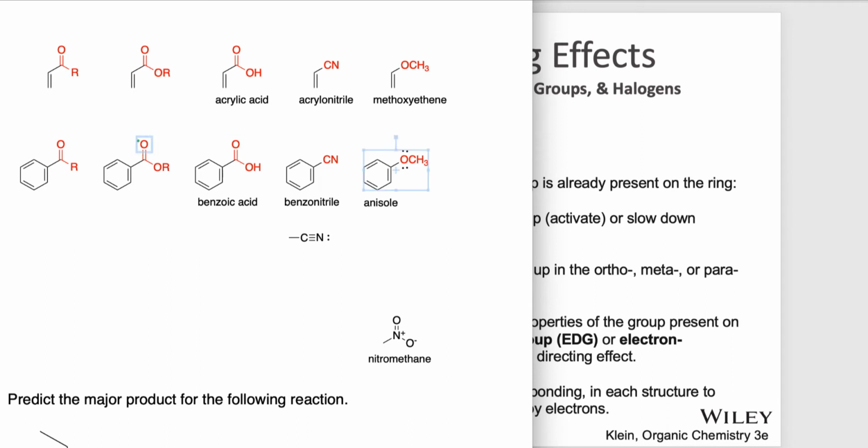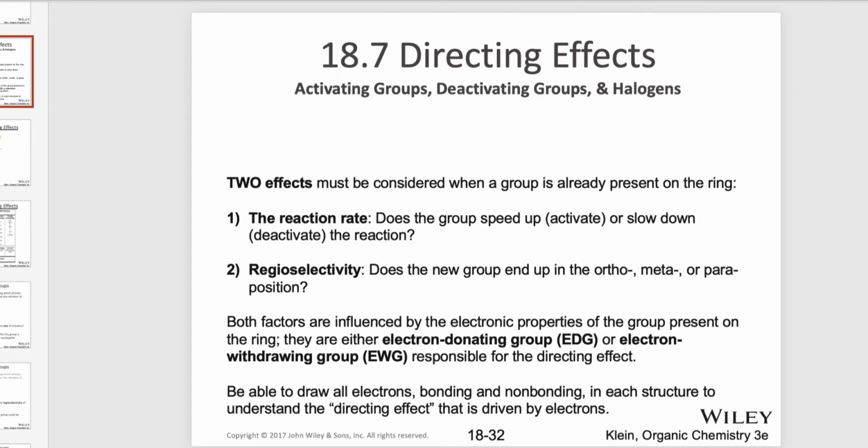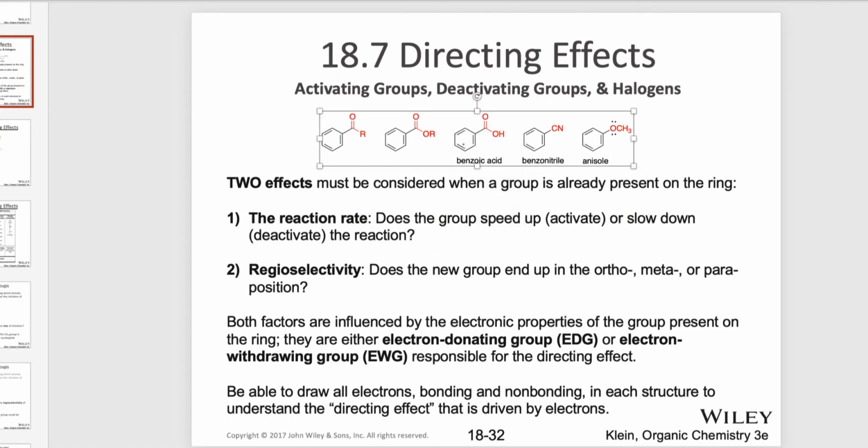And I'm going to copy over these structures and paste them into our slide as we continue in the presentation here. Okay, so I've outlined that there are actually two effects that we have to be really careful about as we're looking at the aromatic ring. We can have an activating group, a deactivating group, and then the halogens, I refer to them as the Jekyll and Hyde kind of.